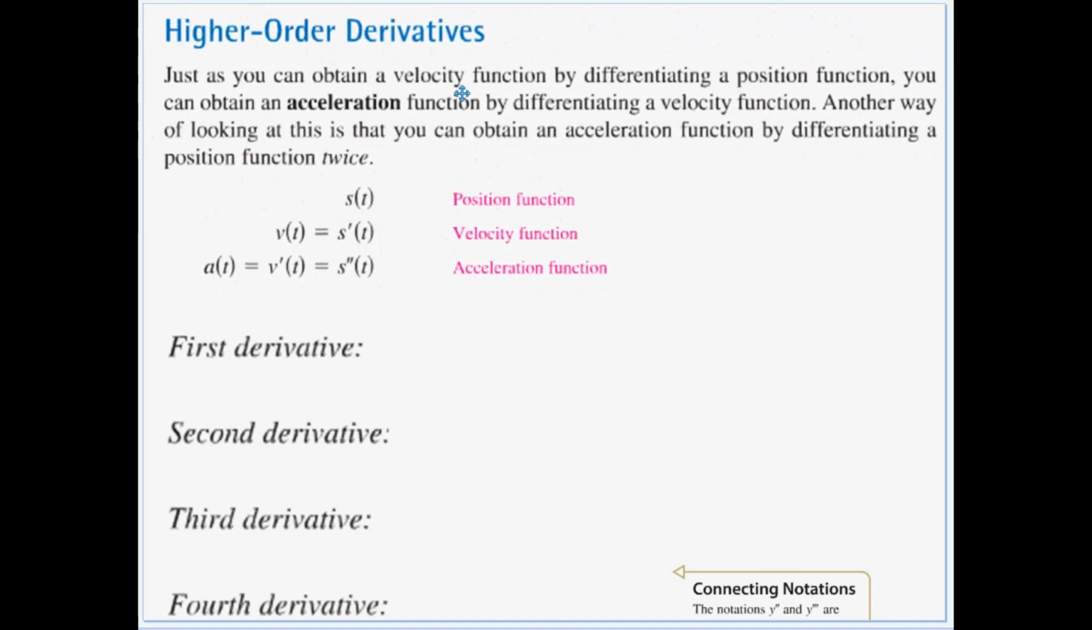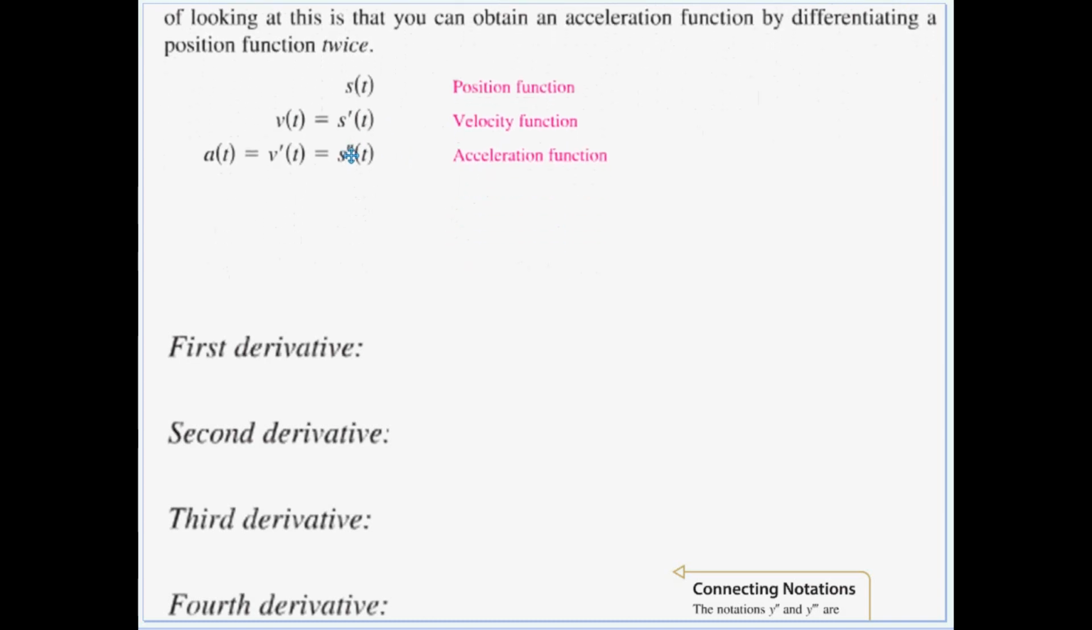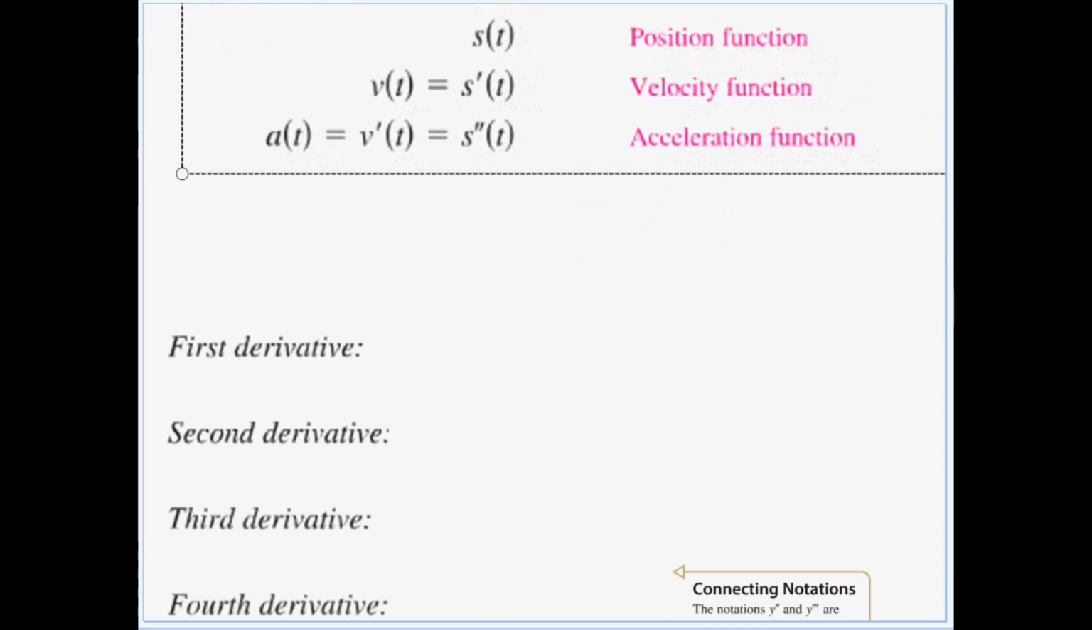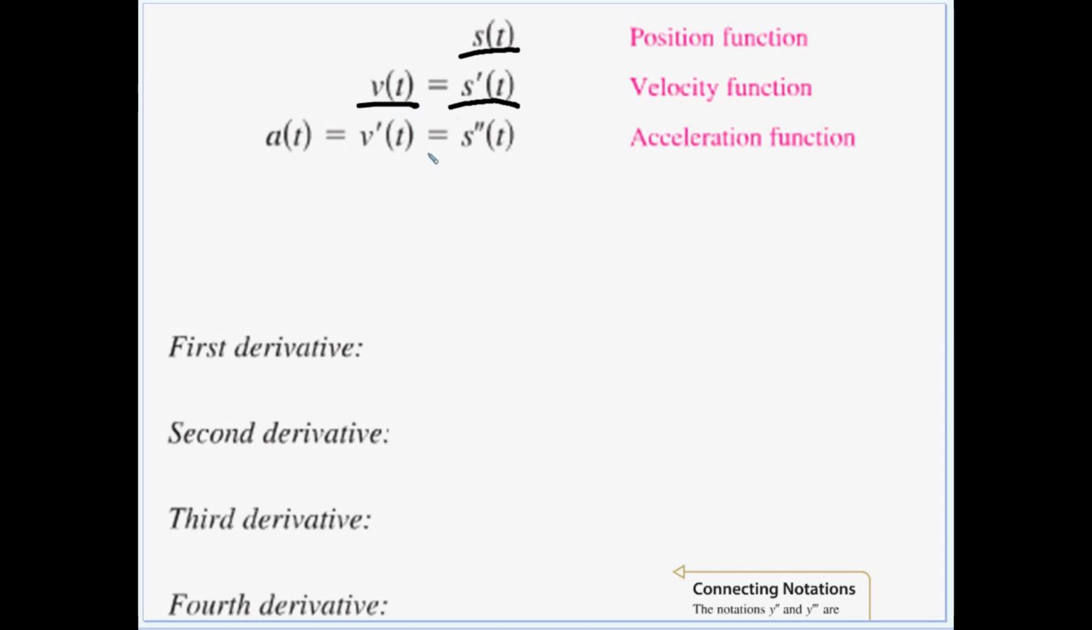So just as we can obtain velocity by deriving position, we can obtain acceleration by deriving velocity. Another way to look at this is that you can attain acceleration by deriving the position function twice. Just pay attention to the notation. These real-world applied problems have their own special notation. S of t, t for time, is our position. If we derive position once, we get s prime, or just simply velocity. If we derive velocity once, we get acceleration. Or if we derive position once, we get velocity. Derive position twice, we get acceleration.